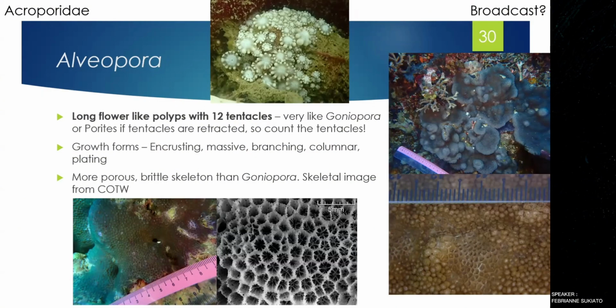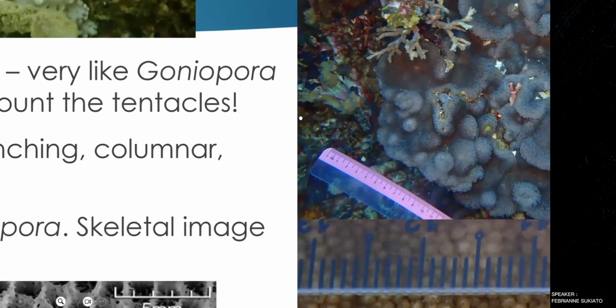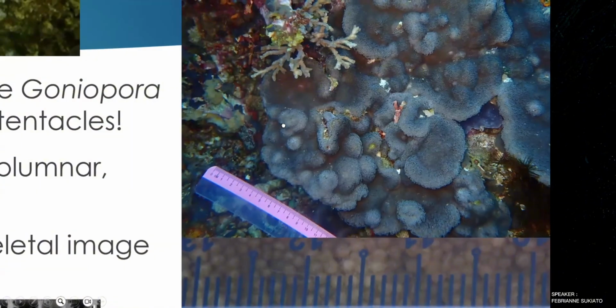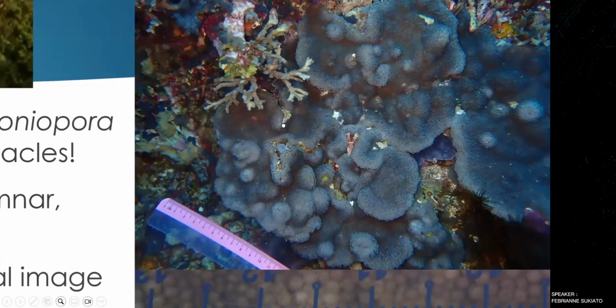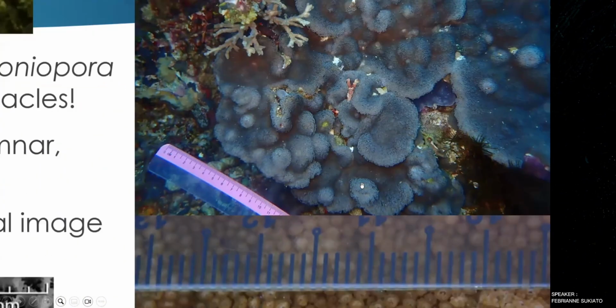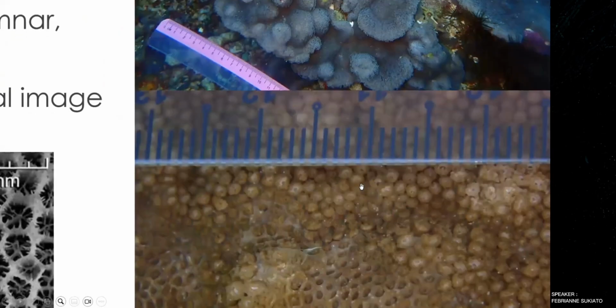So a 12-tentacle Alveopora sometimes is very obvious like this. Other times, not so obvious like this. It just looks really fuzzy. But if you actually put your ruler to it, it is solid. It is really solid. You waft it and it looks like this.